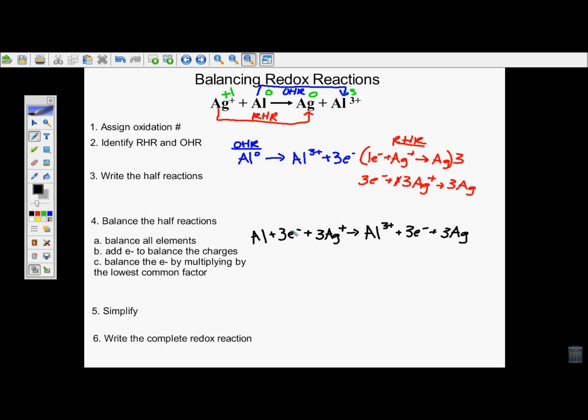Okay, now these 3 electrons aren't actually in the reactants and the products. This is just showing that they're being transferred from the aluminum on this side to the silver on this side. So those actually cancel out, leaving you with our complete redox reaction. So step 6 is just to write it out without the electrons.